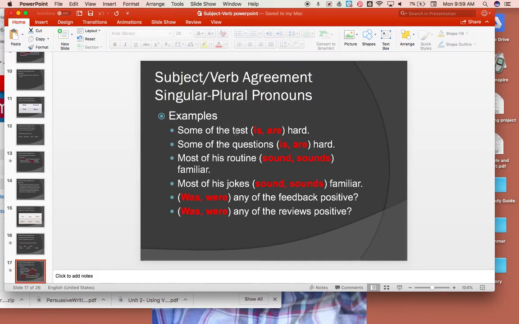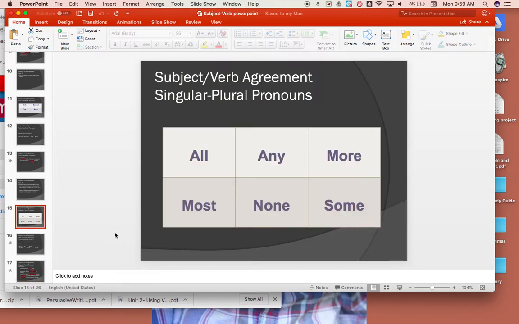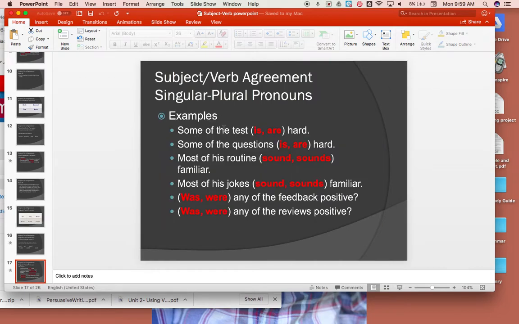Okay, some of the tests is or are hard. Okay, I know that of the test is a prepositional phrase. I'm going to put it in parentheses. My subject is some. Now I have to remember, is some singular, plural, or both? Okay, well, let's look at our chart. Well, there's some. That can be singular or plural. So here's what I'm going to do. I'm going to look at my prepositional phrase and find the object. The object is test. Remember, the object of the preposition is the last word, the noun or the pronoun at the end of the prepositional phrase. Test. Test is one. So that's singular, which makes some singular. So I'm going to choose is.